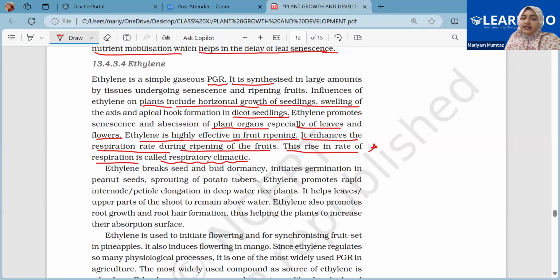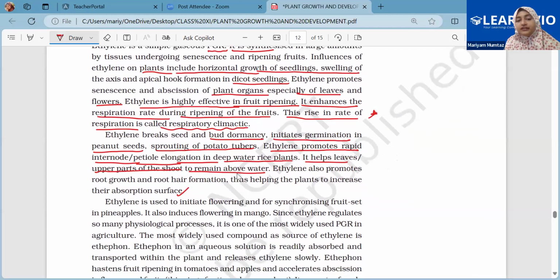Ethylene breaks seed and bud dormancy, initiates germination in peanut seeds, sprouting of potato tubers. Ethylene promotes rapid internode or petiole elongation in deep water rice plants. It helps leaves or upper parts of the shoot to remain above the water. Ethylene also promotes the root growth and root hair formation, thus helping the plants to increase their absorption surface. These are the functions of ethylene.